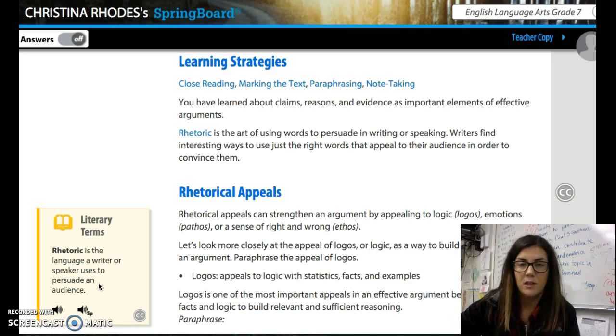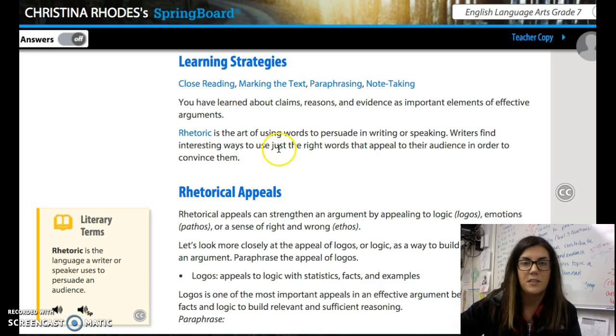Please share with your shoulder partner what ethos is. I'm going to pause it. Ethos is using trust to persuade the reader. So you're going to be marking ethos, logos, and pathos throughout. So rhetoric is the art of using words to persuade in writing or speaking.